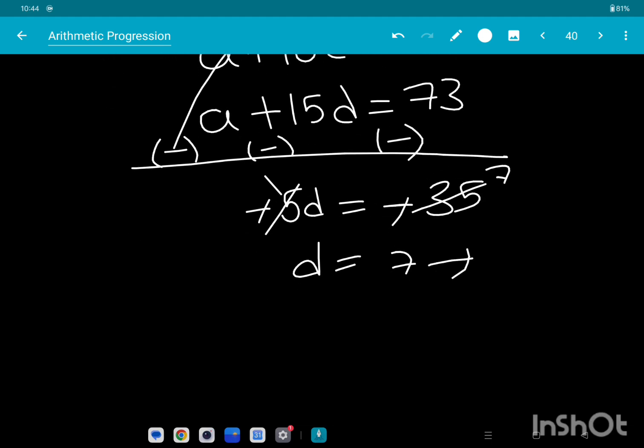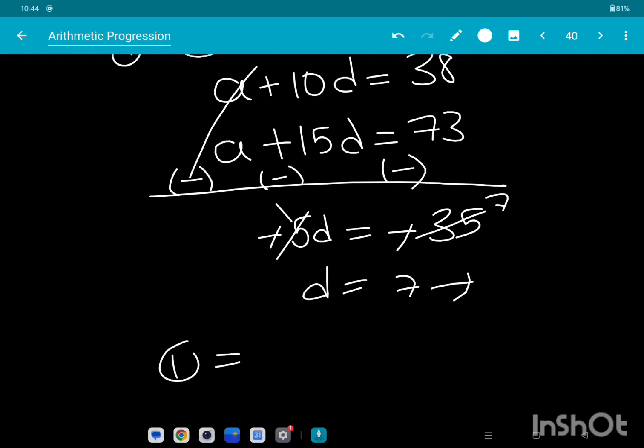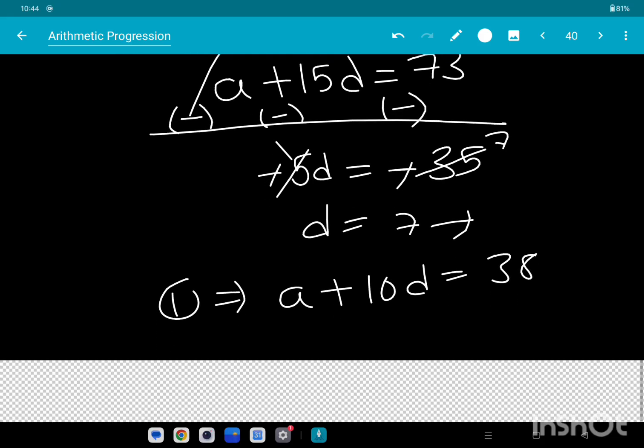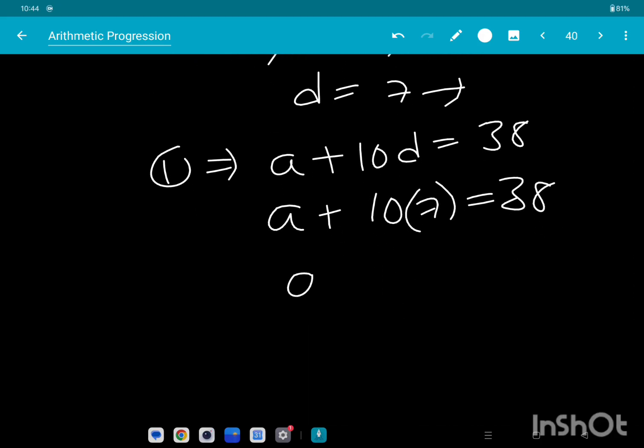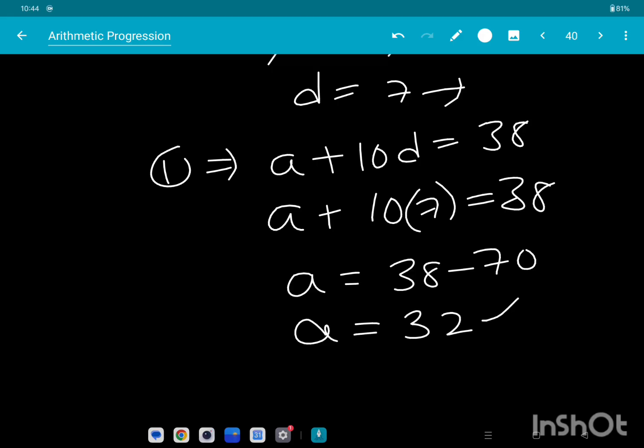Now by using this D, from equation 1, can I find the A value? A plus 10D is equal to 38. If I substitute this, A plus 10 into 7 is equal to 38. Then what is the A value? A is equal to 38 minus 70, which is A is equal to minus 32. So A value is minus 32 and D value is 7.